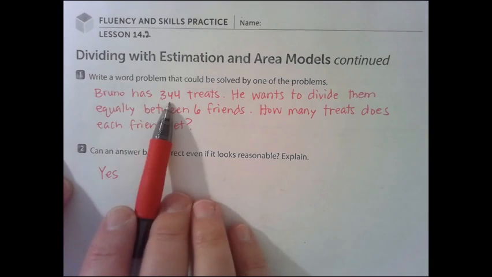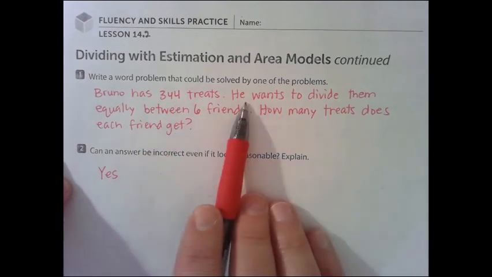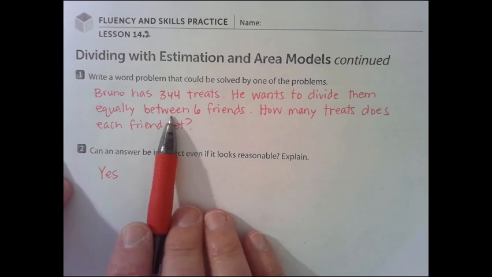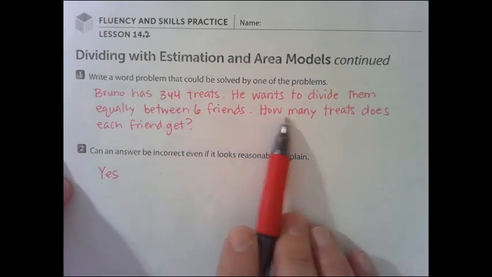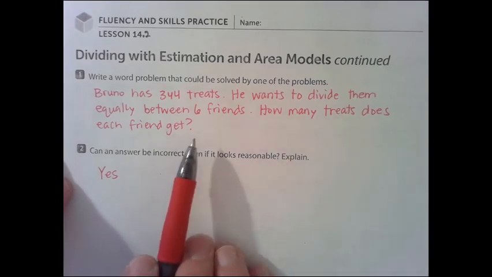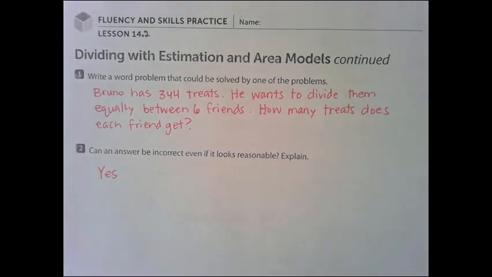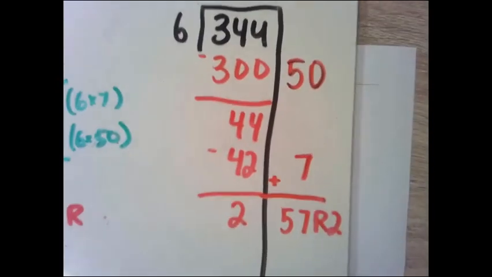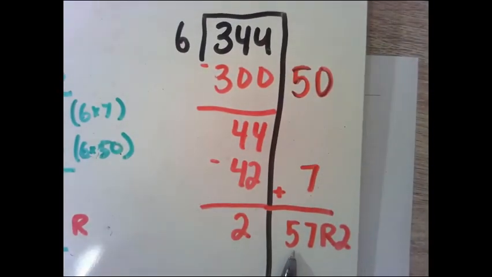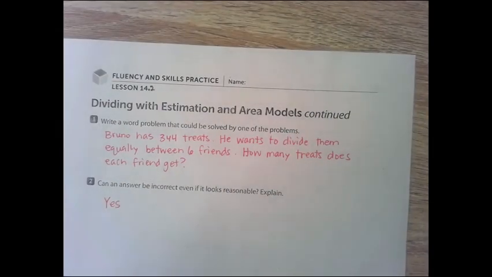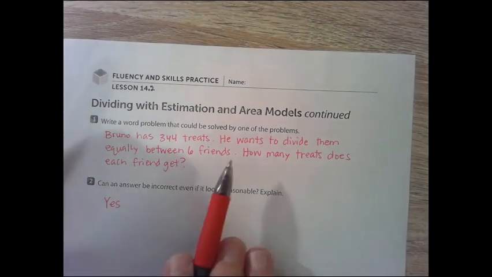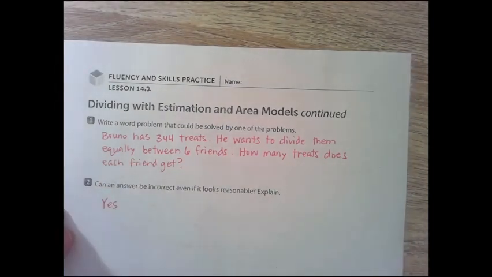Bruno has 344 treats. He wants to divide them equally between 6 friends, so that's 344 divided by 6 friends. How many treats does each friend get? When we did that problem out, each friend would have gotten 57 treats, and Bruno would have had 2 left over, and knowing Bruno, he would have eaten those 2 leftovers. So again, come up with your own story. It's up to you. Have fun with that.